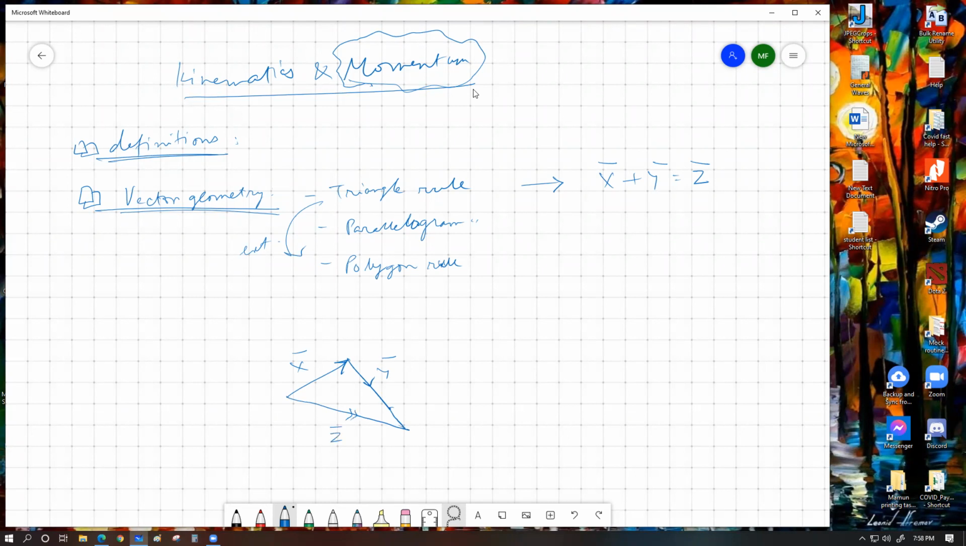As for the parallelogram rule, it says that we should place the two vectors starting from the same point. Let's say x is going to work in this way and y is going to still start from the same exact point. We have to complete the parallelogram by drawing parallel lines on both sides, and the diagonal of this parallelogram should give us the resultant. These are two very basic examples that we have seen in our earlier classes. We're going to see some additional formulas for the parallelogram just after a while.